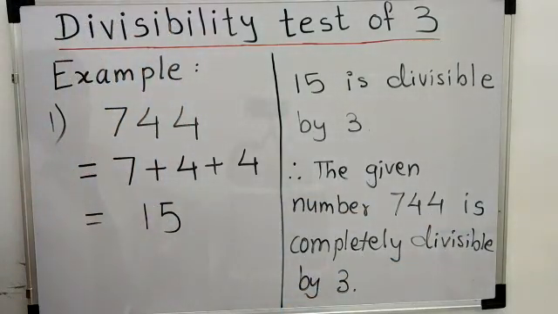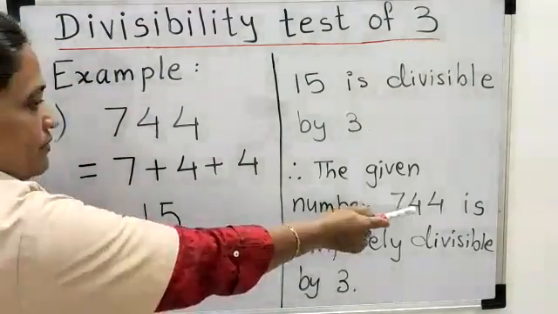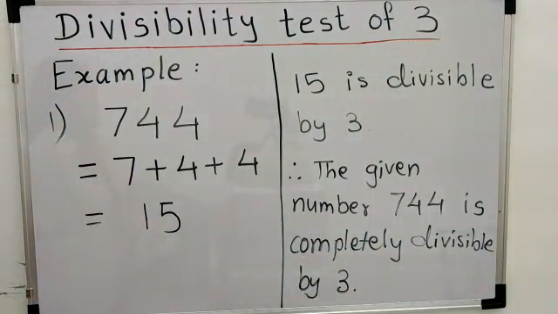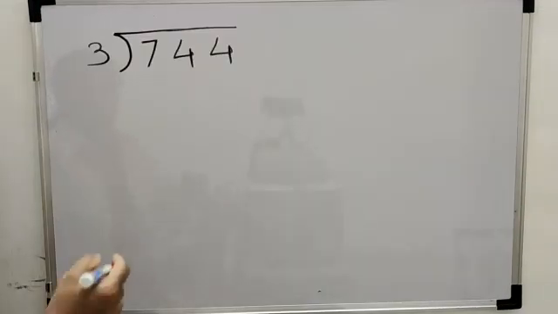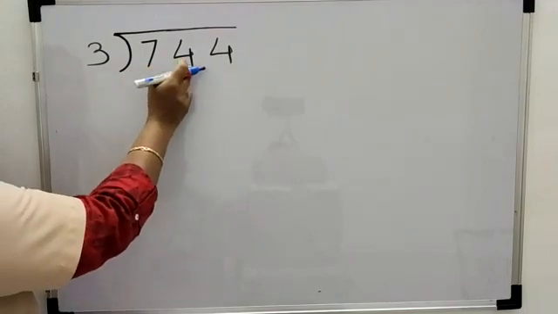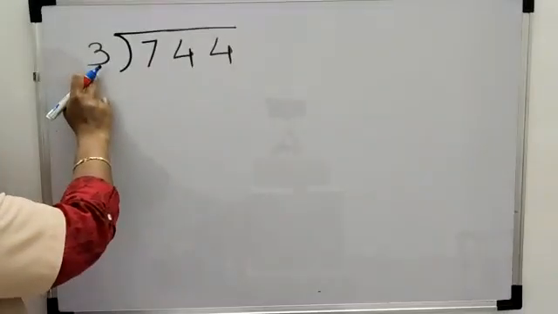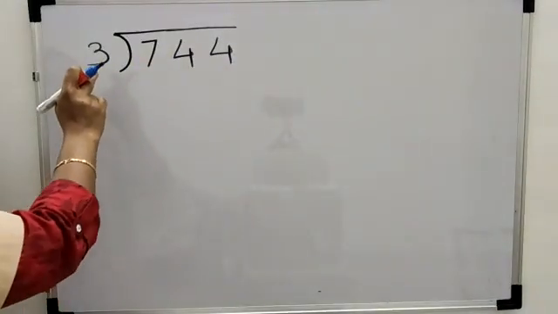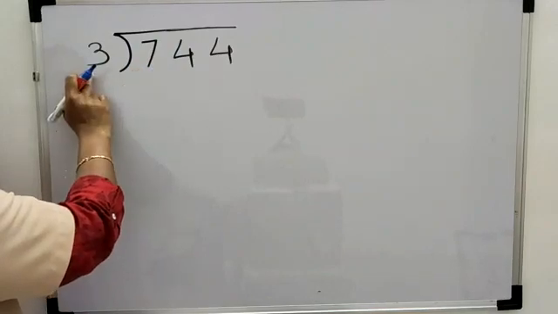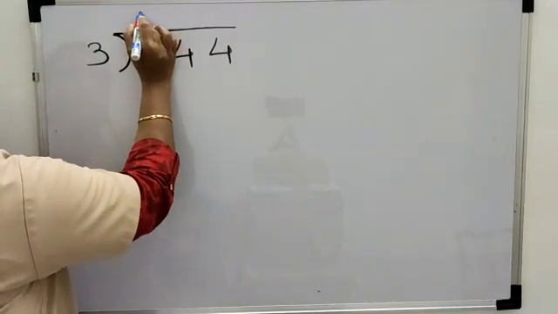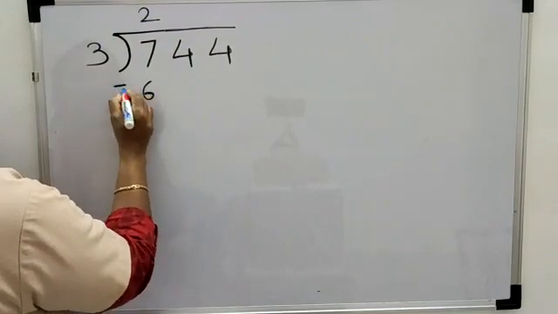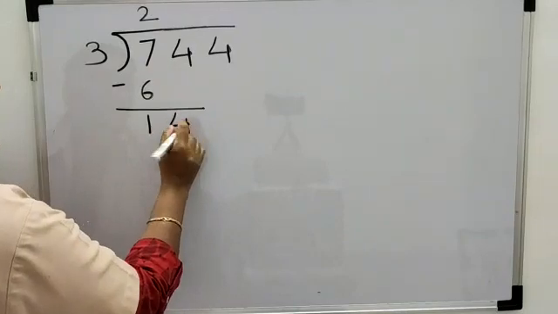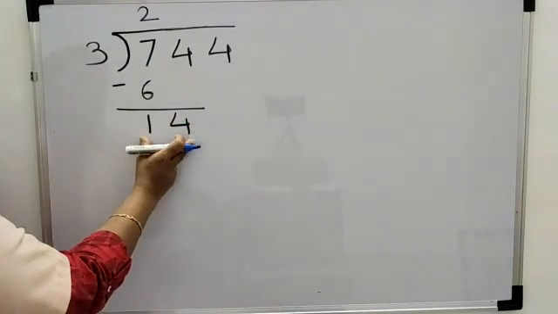Let us verify this by evaluating actual division of 744 by 3. Here is division of 744 by 3. You all know how to perform this type of division. Let us start evaluating the division. See, 3 2s are 6, 7 minus 6, 1, and this 4 I am taking down. So here I am getting the number 14.